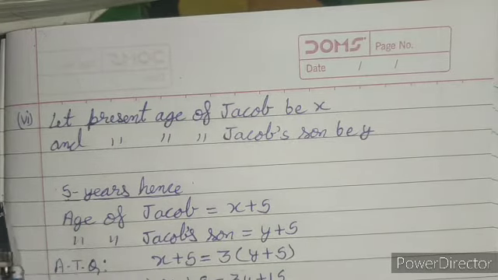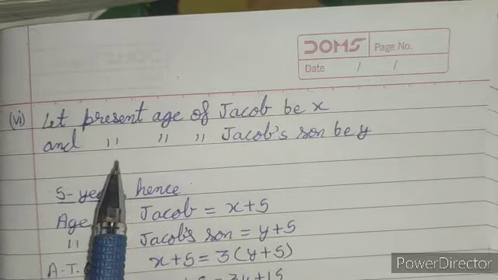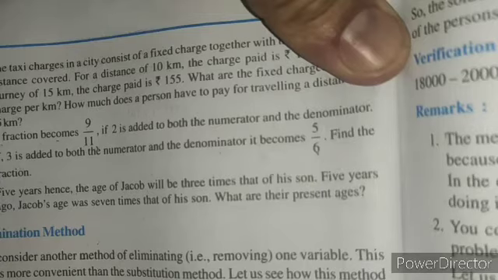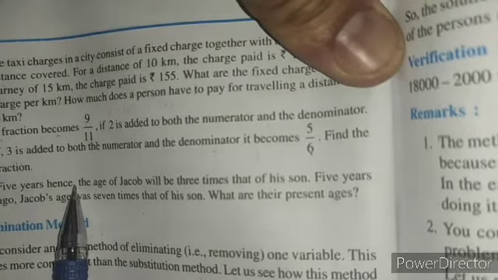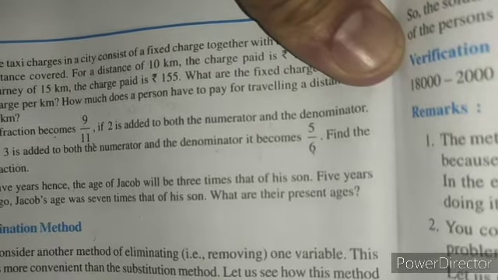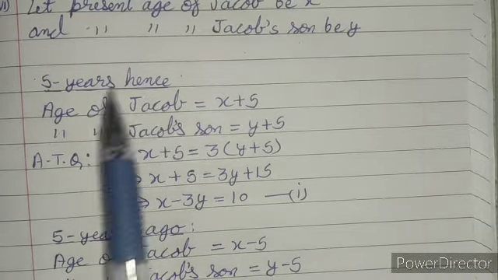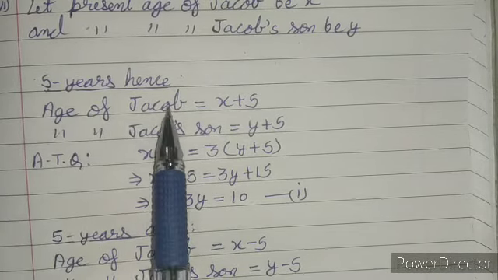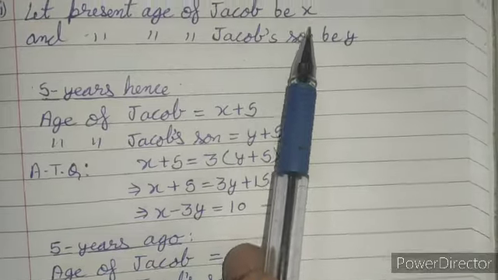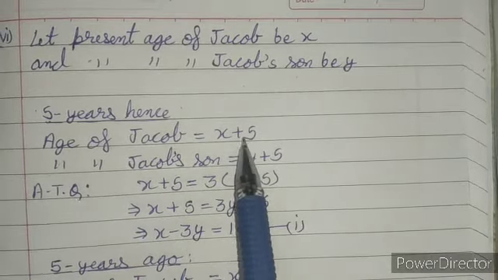Now two conditions are given to us. In the first condition, he is saying that 5 years hence the age of Jacob will be 3 times that of his son. Now 5 years hence means after 5 years. Now what will be the age of Jacob? His present age is x. So after 5 years the age of Jacob will be x plus 5.